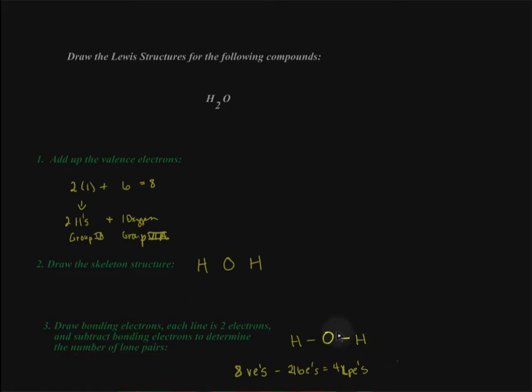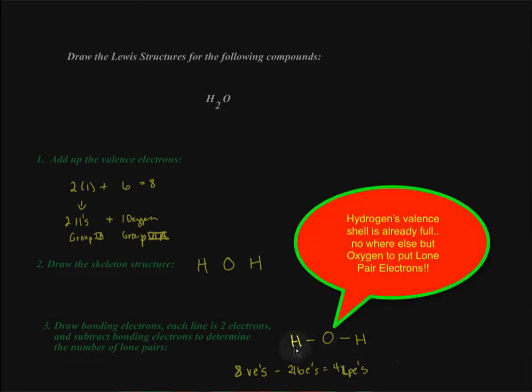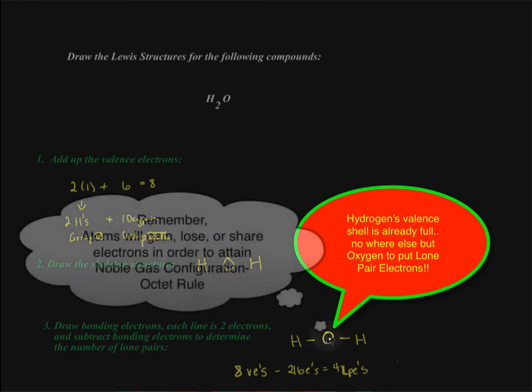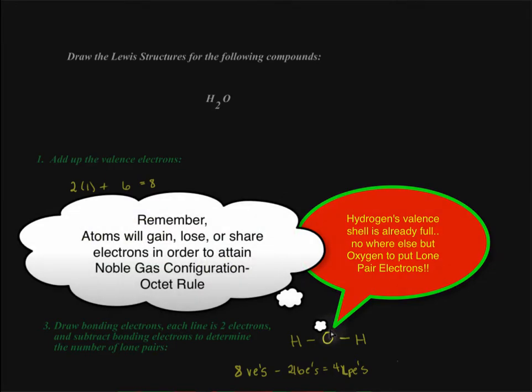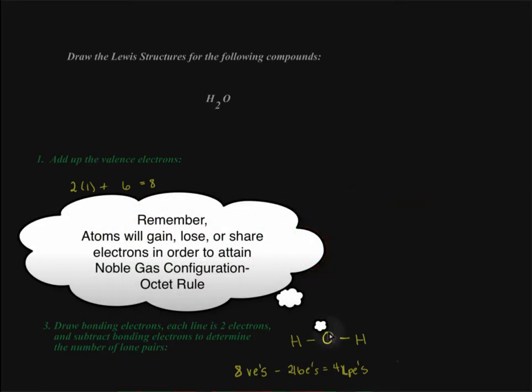So we can know that they're going to go around oxygen for 2 reasons. One, hydrogen can't hold any more electrons. Its valence shell is full, and oxygen's octet is not completed. It does not have a noble gas configuration. It's not happy. So we put the 2 sets of lone pair electrons, or 4 individual lone pair electrons, around the oxygen.